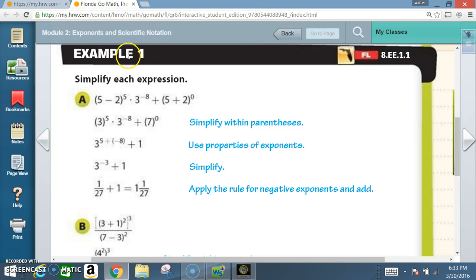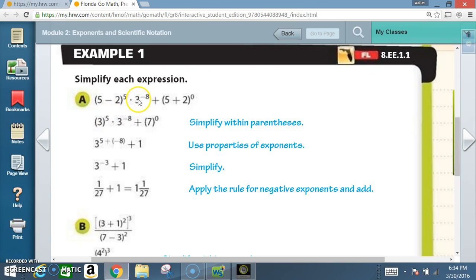Okay, example 1. Simplify each expression. A: 5 minus 2 raised to the 5th power times 3 to the negative 8, plus 5 plus 2 raised to the 0 power. Okay, 5 minus 2 is 3. So now we have 3 to the 5th power. Bear in mind we're simplifying within parentheses first.